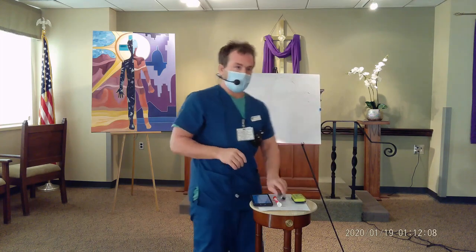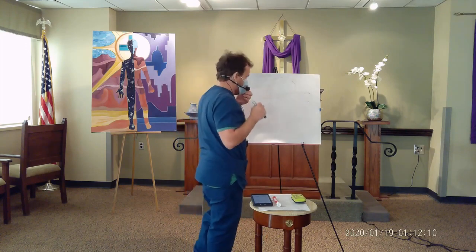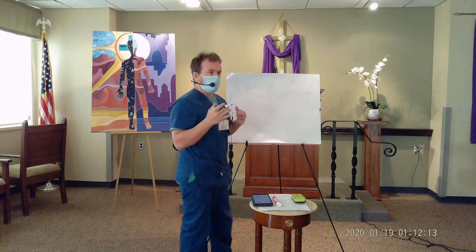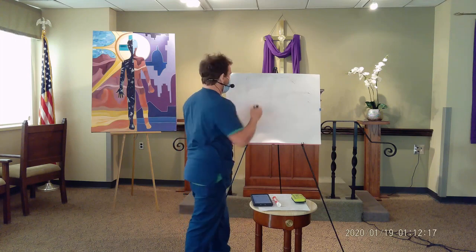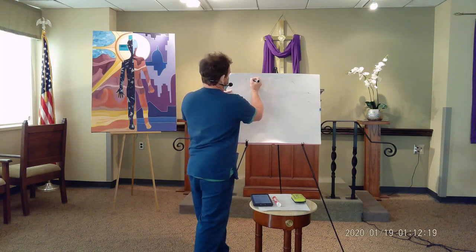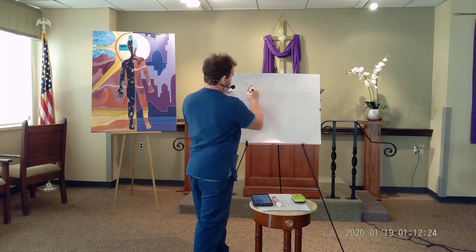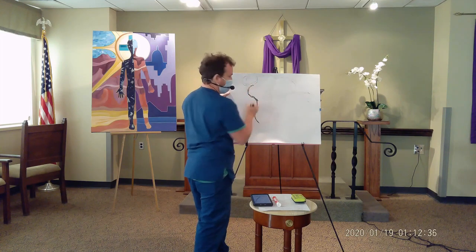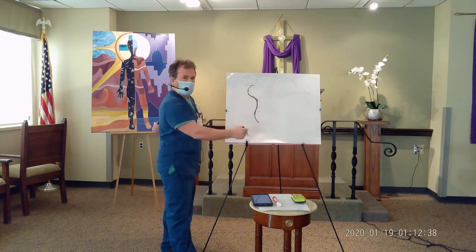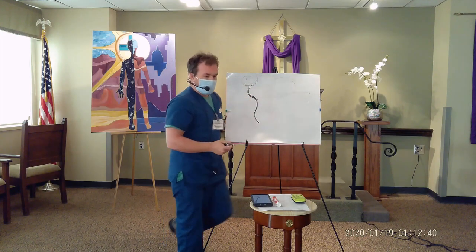Okay, let's go back to the curves. So normally, we talked about three main curves, two concave curves and one convex curve. So you've got your head, your cervical spine, which is a concave curve. Then you've got your thoracic spine, which is a convex curve. And then you've got your lumbar spine, which is again a concave curve. So I'm trying to highlight, this is like an S shape, roughly.